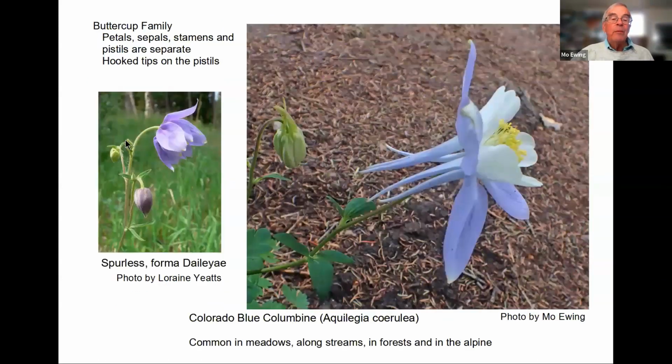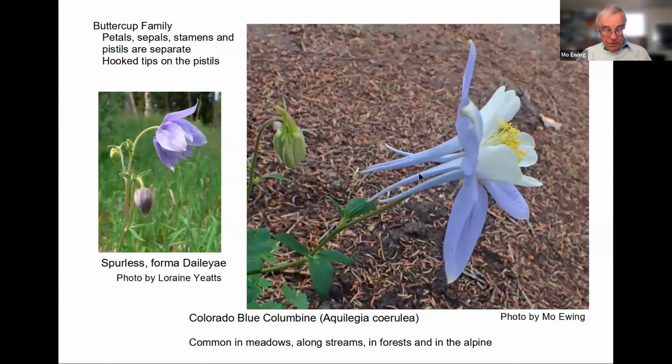This one, which you're probably aware of, is Colorado blue columbine, Aquilegia coerulea. Remember, in the buttercup family, 3 to multiple simple pistils in the center of the flower. Petals, sepals, stamens, and pistils are all separate, not fused. You can see they're cut all the way to the base. And this is in the buttercup family, we have hooked tips on the pistils.